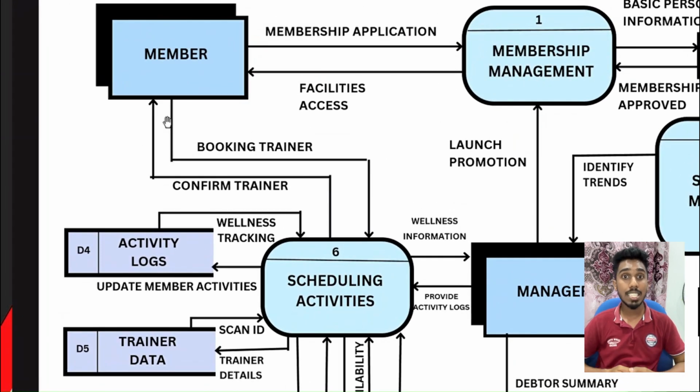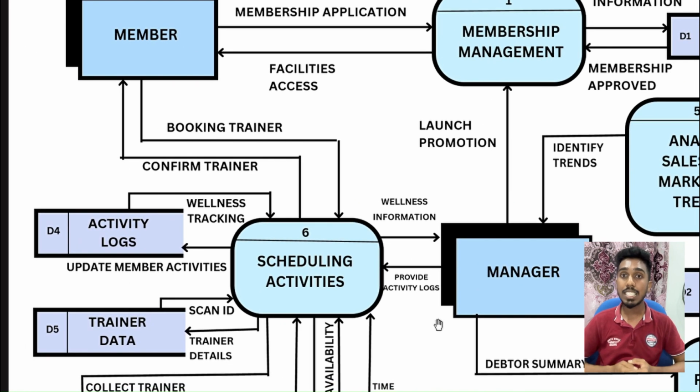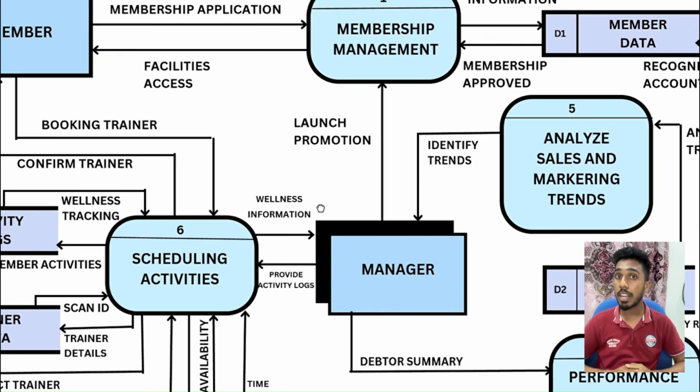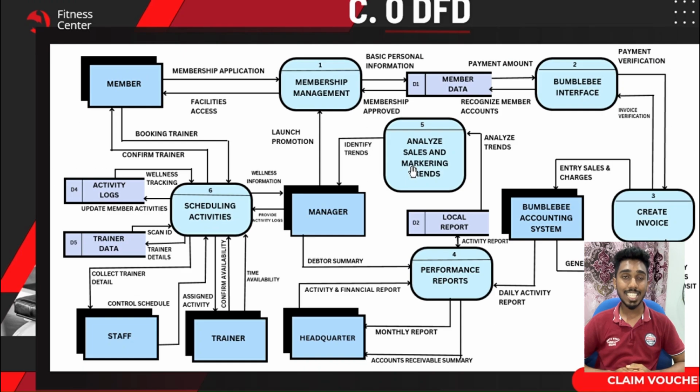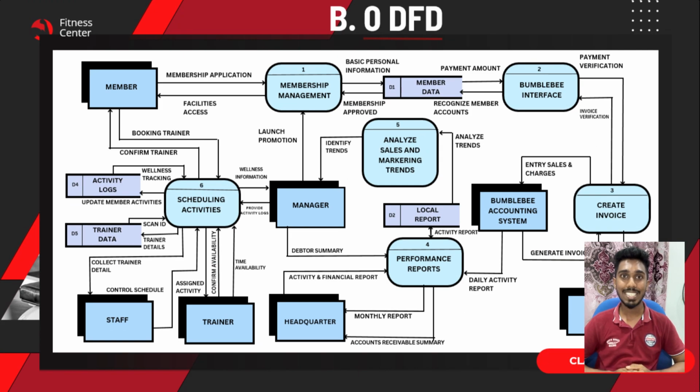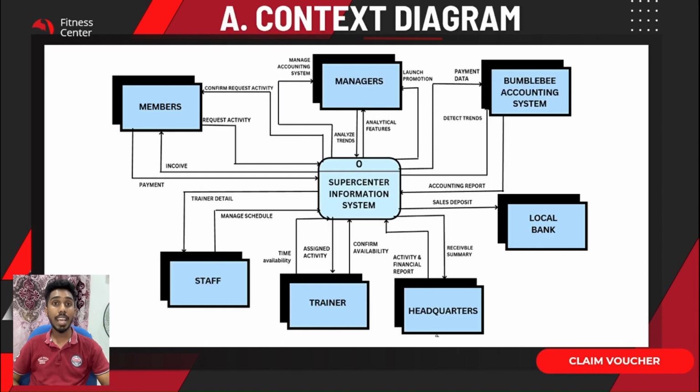As the question states, the manager wants to offer a computerized activity and wellness log. Managers get access and provide activity logs by updating members' activity at the activity log store. From this, the manager is able to track the wellness of members, and eventually the manager can use this data to launch promotions. That's all for 0DFD.